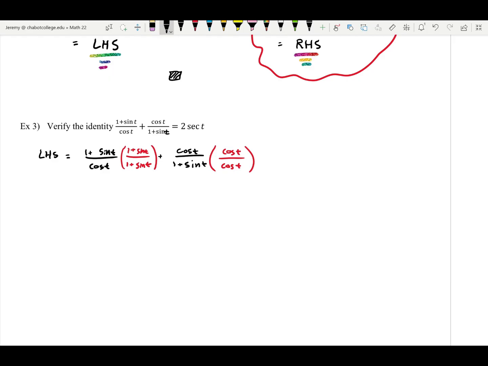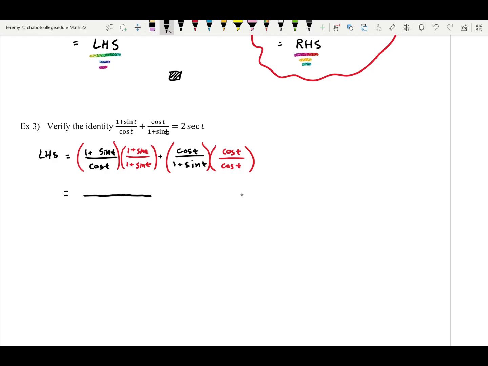Okay, it looks like a mess, but let's just do it. Oftentimes, these problems get worse before they get better. Let me just make sure I have my grouping symbols here so I don't make any mistakes in multiplying these together. When we're multiplying fractions, we multiply straight across.